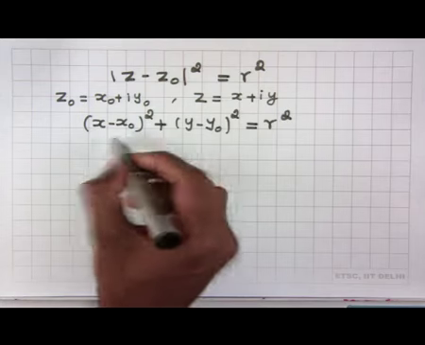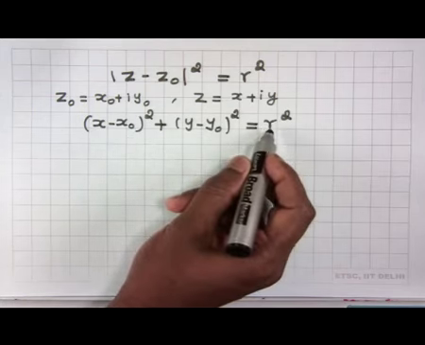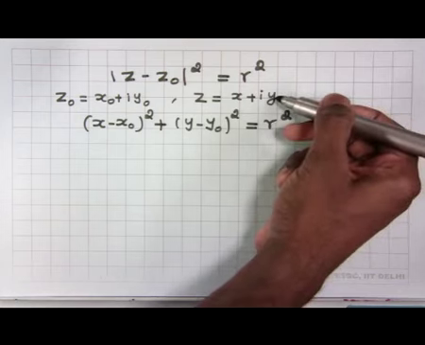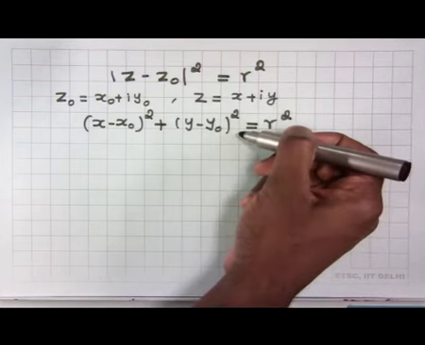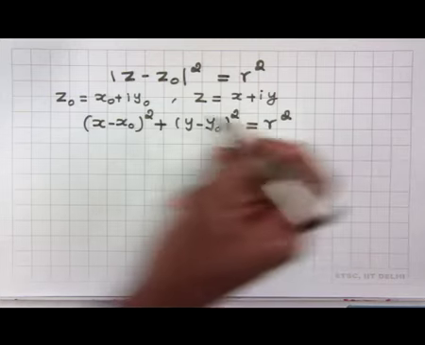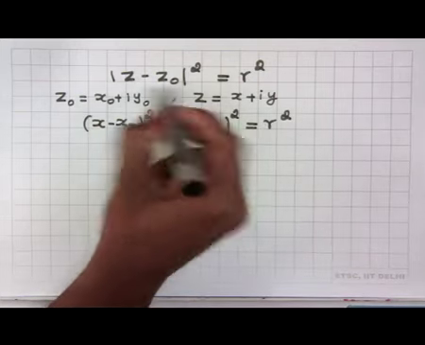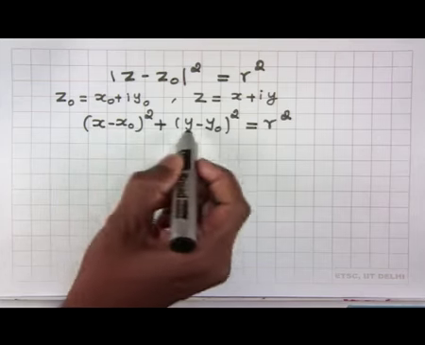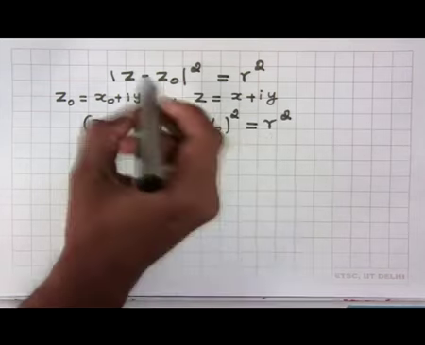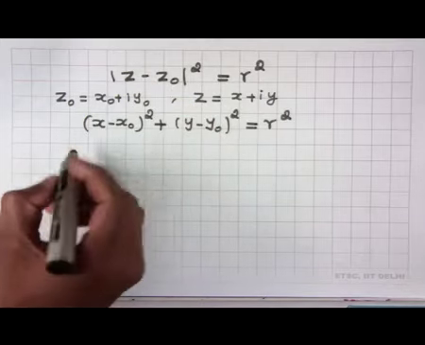So from this equation it is clear that, from the complex number association to the Cartesian plane, this is the general equation of a circle.